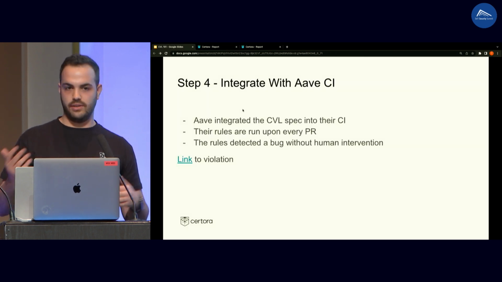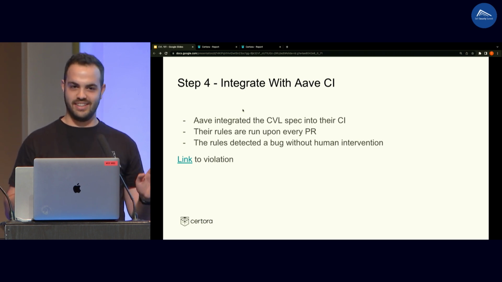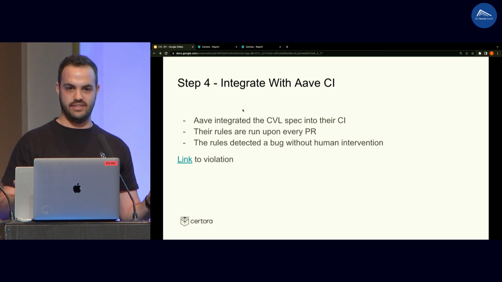And of course, after the fix, we can just rerun the rules and get the green check mark again, and then we know that it doesn't happen anymore.